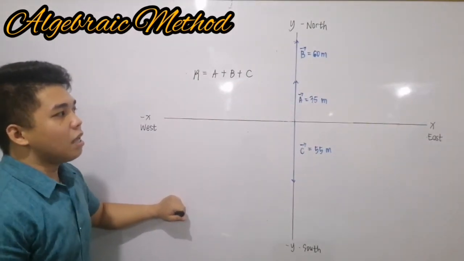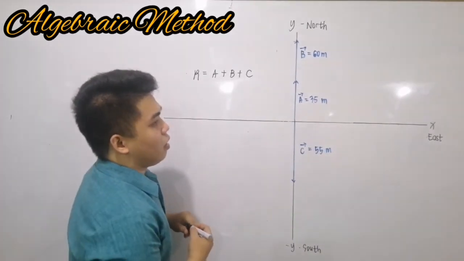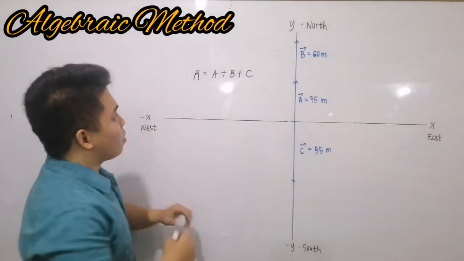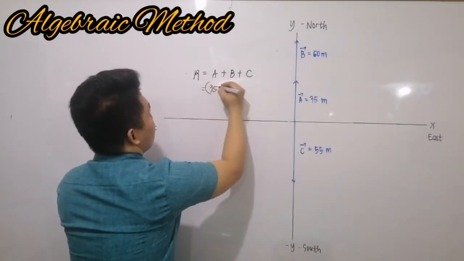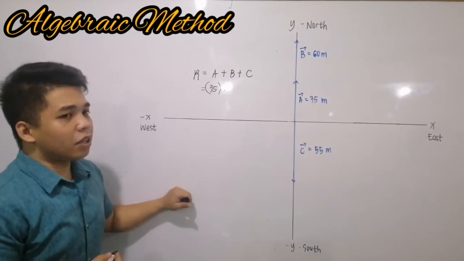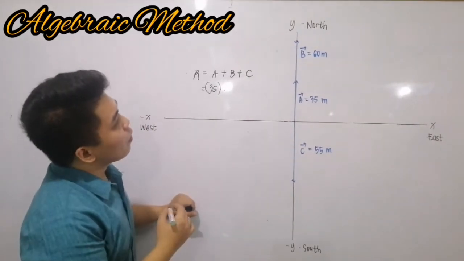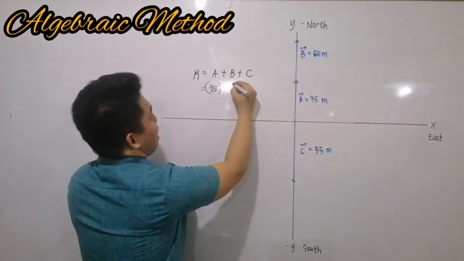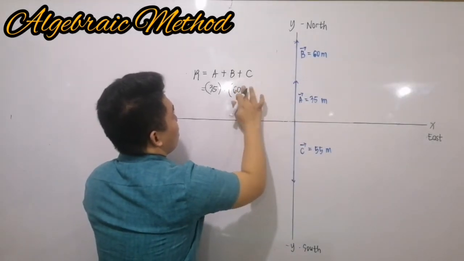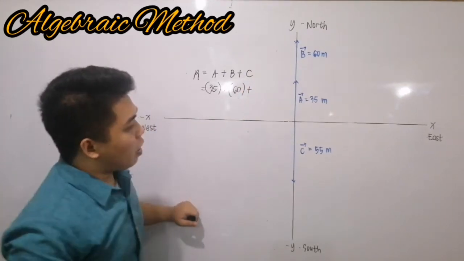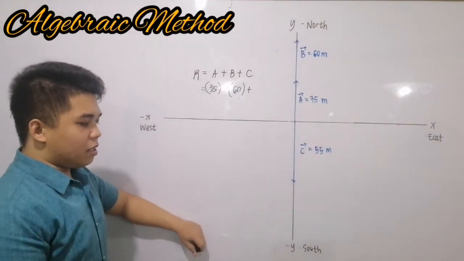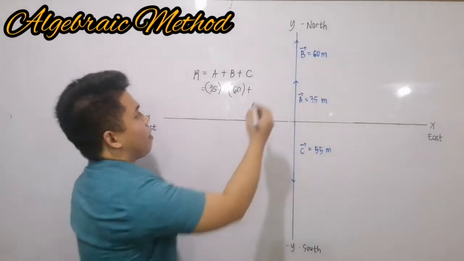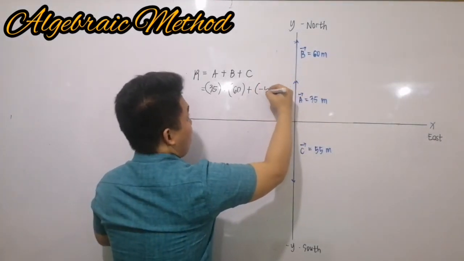Since vector A is located at north, or lies on the positive y-axis, it can be expressed as positive 35 meters, plus vector B. Since vector B is located at north, or plotted on the positive y-axis, it can be expressed as positive 60 meters. And for vector C, since it is located at the south, plotted on the negative y-axis, it can be expressed as negative 55 meters.